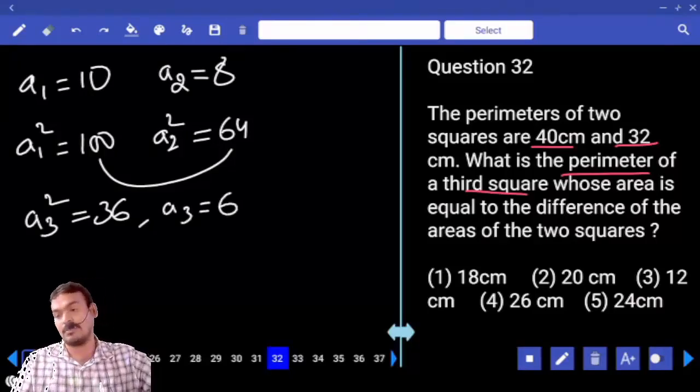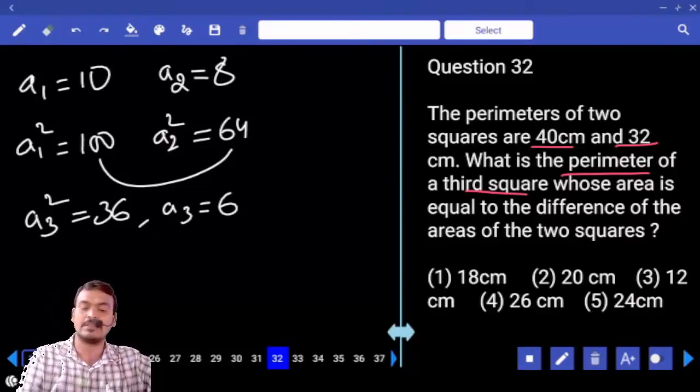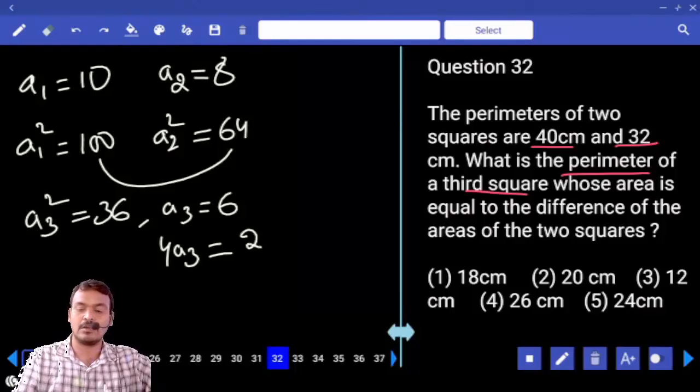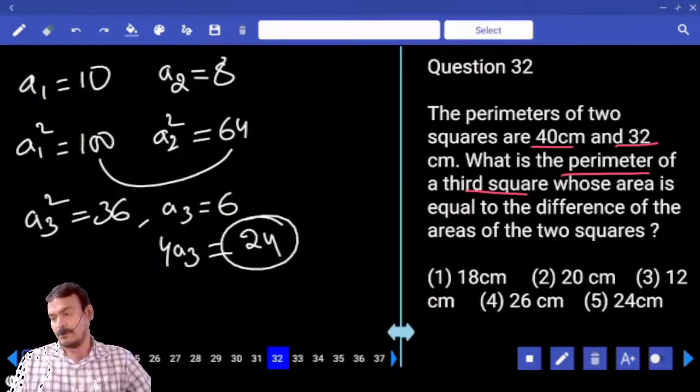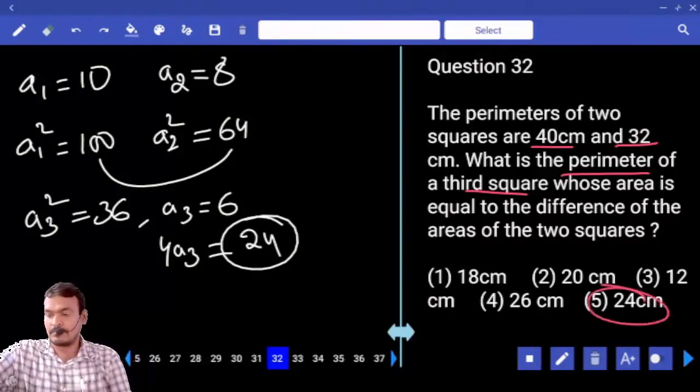What is the question here? Perimeter of a third square. Then the answer is 4a3. How much? 24. Which option? Fifth one.